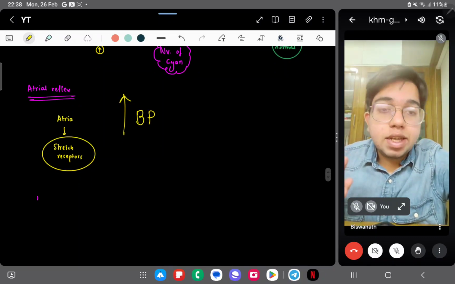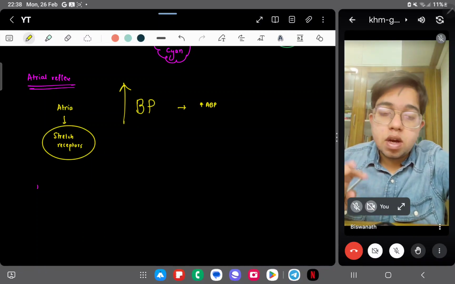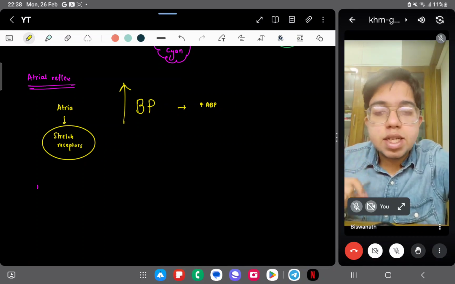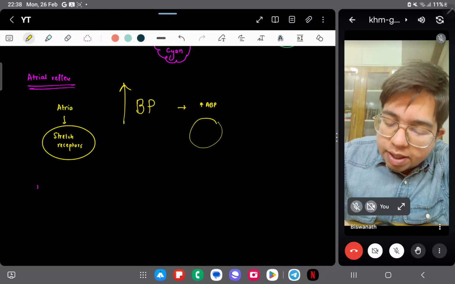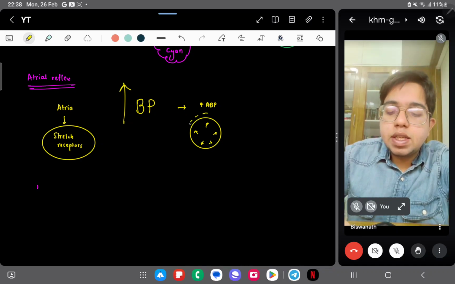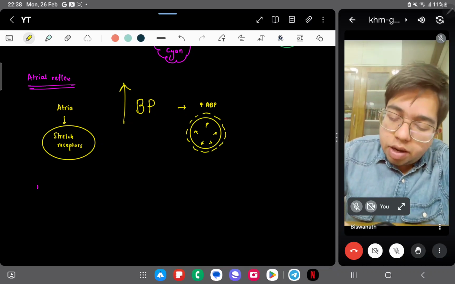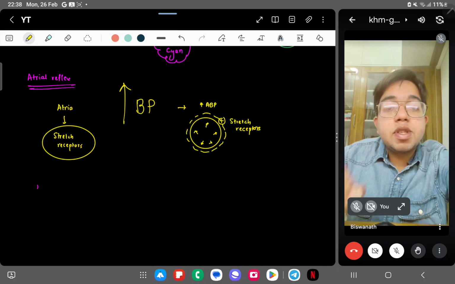If there is increased BP, it will increase the arterial blood pressure as well. Arterial blood pressure increase means atria, ventricle, all will have an increase in blood pressure. So increased arterial pressure will exert, let's say if this is the atria, the blood will exert more force. If the blood exerts more force, there will be dilatation of this atria. And if there is dilation, there will be stimulation of the stretch receptors. Understood? The stretch receptors will be stimulated.